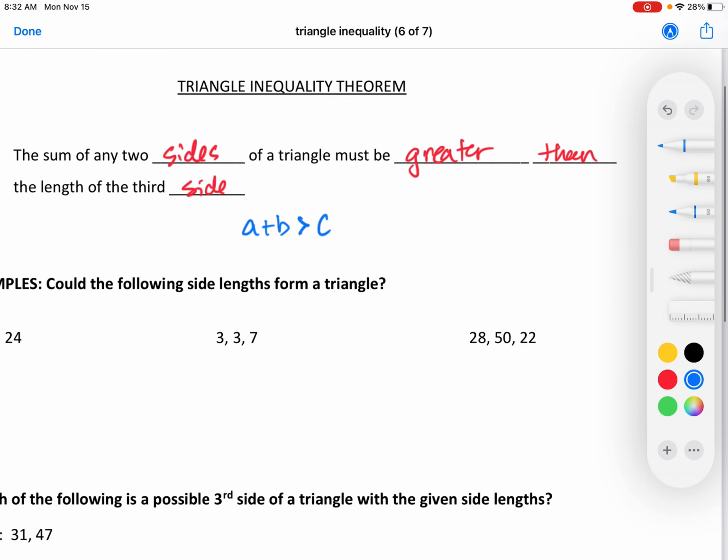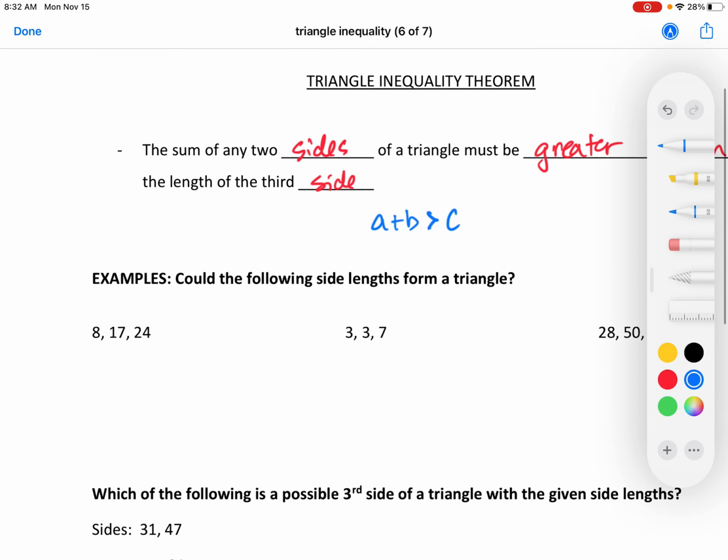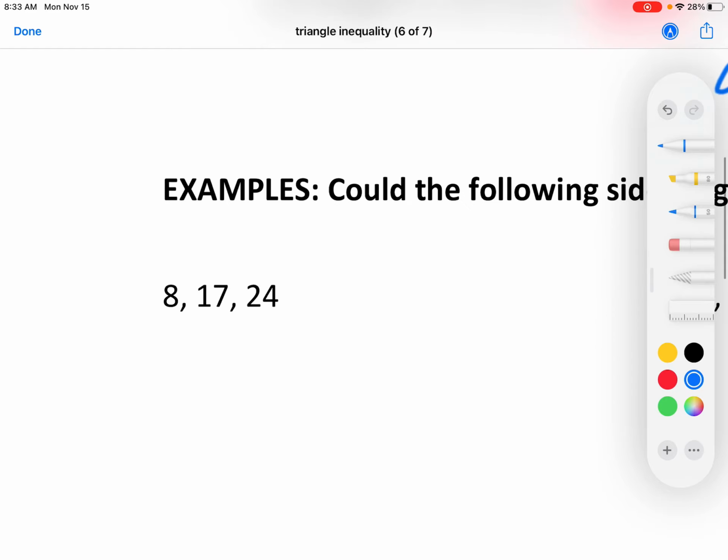You could say it would ask the question, could the following side lengths form a triangle? So it's saying if it gave you these three numbers as the lengths of line segments, could you put those line segments together and form a triangle? Take a look at this first set of them right here. Okay, what we do is we take the two smallest ones.